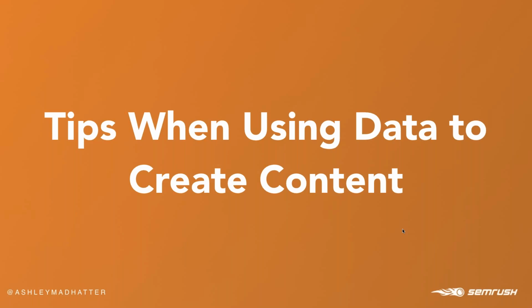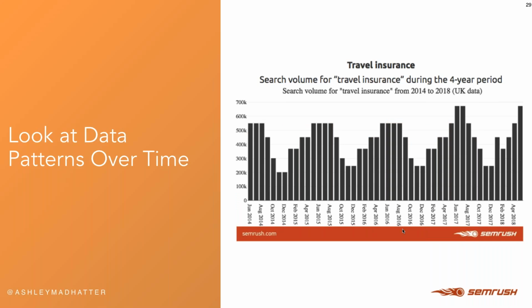So some tips when you're using data to actually create the content. This is before the content's created. This is in the creation process. You want to look at data patterns over time because data is going to change drastically from season to season, month to month, and even sometimes week to week. So this is the search volume for travel insurance searches during a 4-year period.